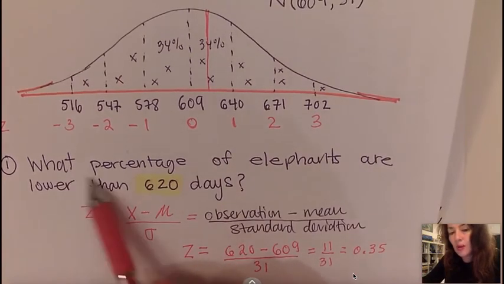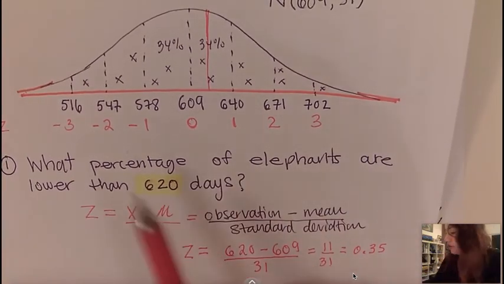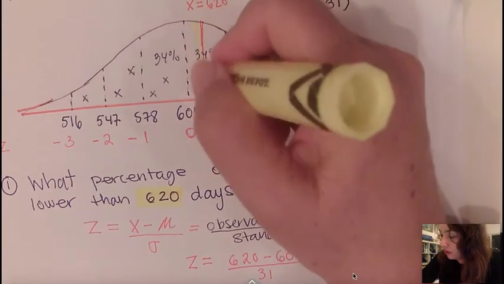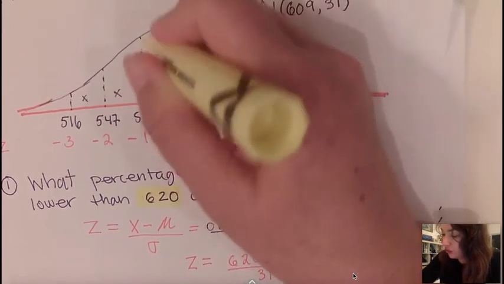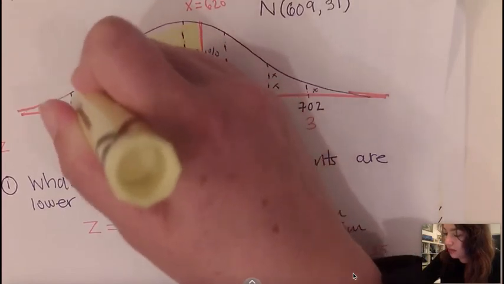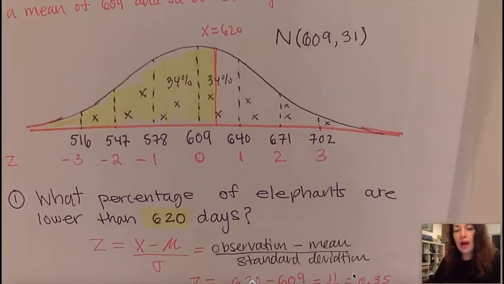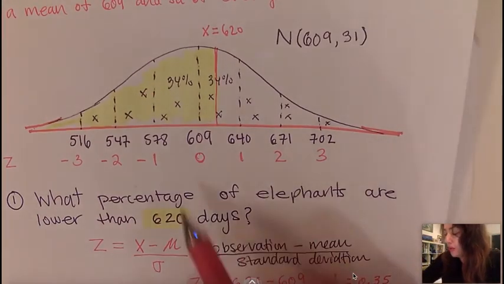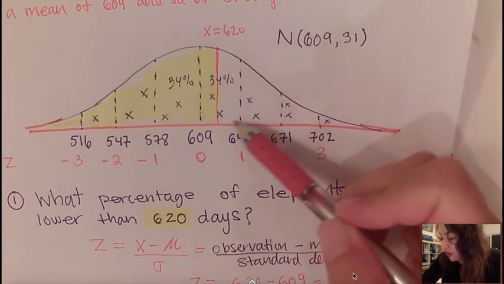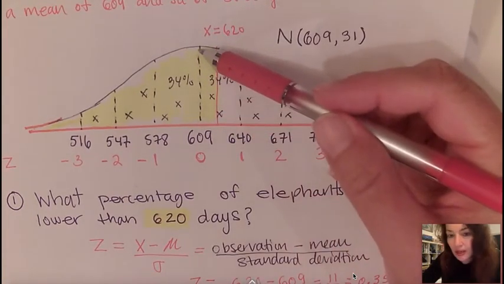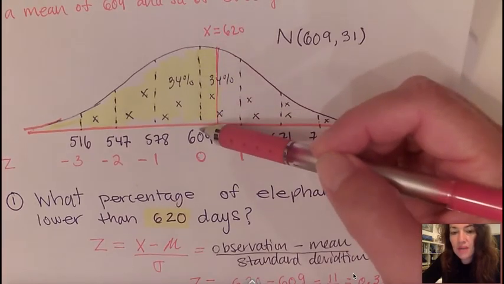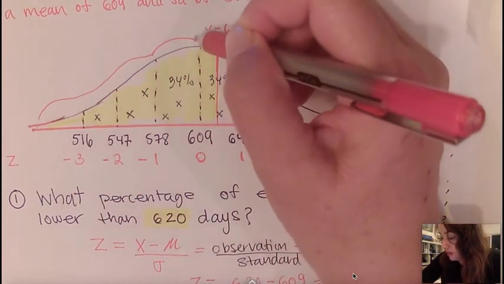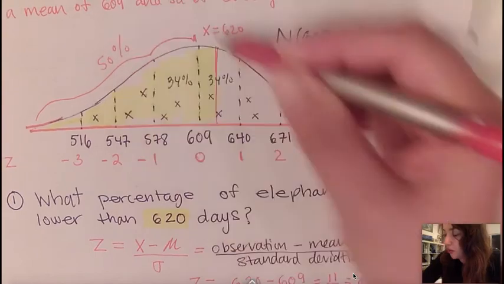But the question asks what percentage of elephants are lower than 620. So basically what we want to know is the area under the curve to the left of 620, because they're asking us what percent is less than 620. So how would we calculate this area? We can't use the empirical rule since we have all this region that we don't know about. We can estimate it. I know that from the mean and below is about 50%, or actually 50%. So all of this here, from here to here, is 50%. So how much would this be?